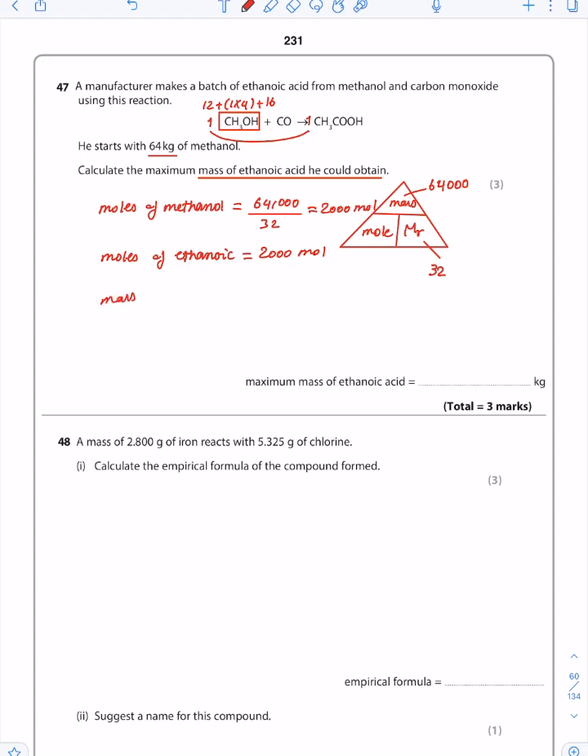Finally, we get the mass of ethanoic acid, which is CH3COOH, by multiplying the moles times the Mr of ethanoic acid. The Mr of ethanoic acid is 60. How is it calculated? Carbons: 12 times 2, plus hydrogen: 1 by 4, plus oxygen: 2 by 16. All of this gives 60.